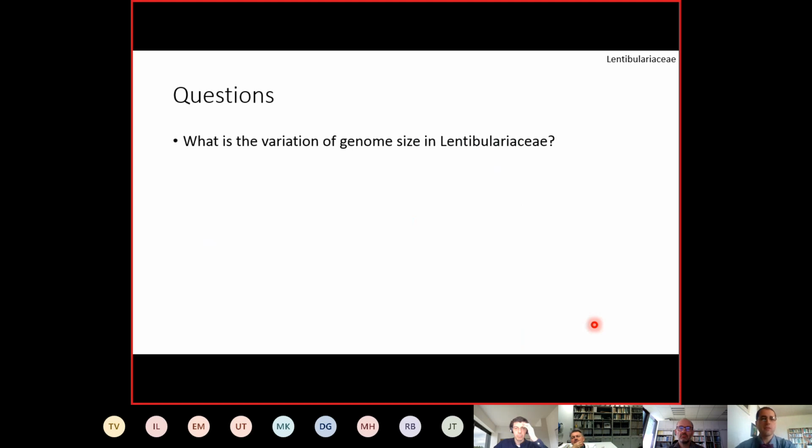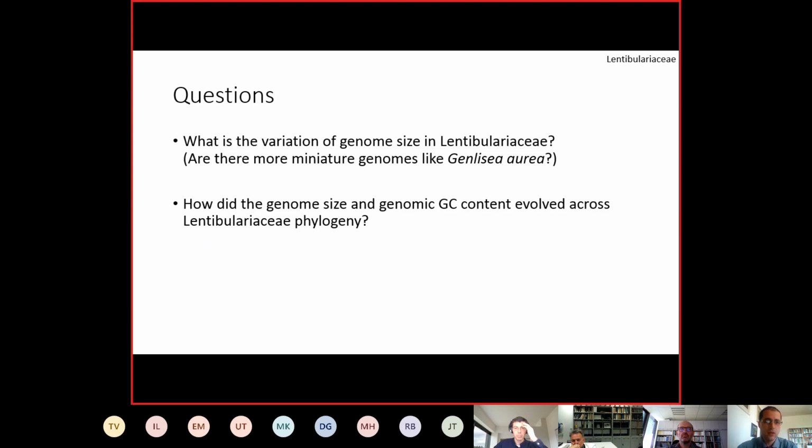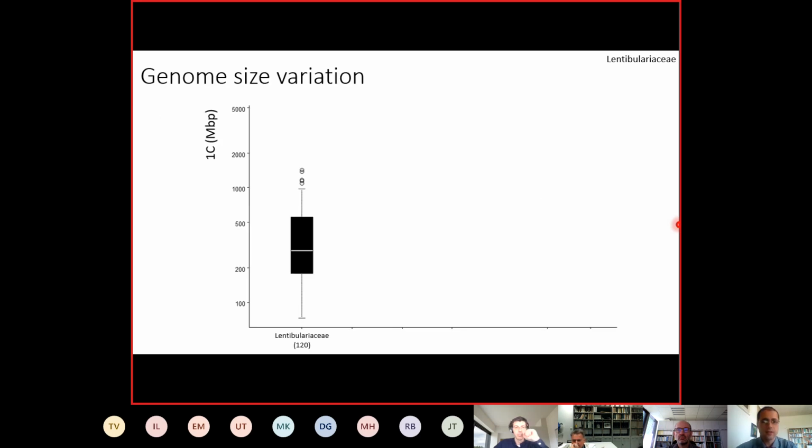In this family, we have been asking what's the variation of genome size, and of course we have been curious if we could find some more miniature genomes like Genlisea aurea. We have been also curious how the genome size and the genomic GC content evolved across the phylogeny of the family, or whether it is sort of co-evolved. The results are quite interesting.